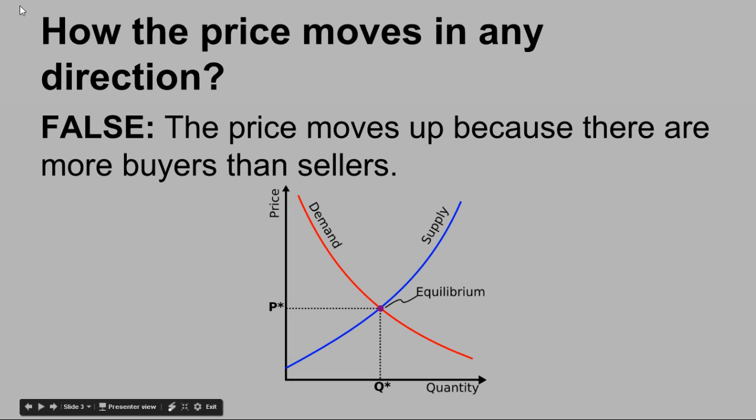And this is really important, and I want to make you understand a really important question that everybody has: how does the price move in any direction? How does the price move up, how does the price move down? It's totally false that the price moves up because there are more buyers than sellers, and the price moves down because there are more sellers than buyers. That's totally false, and let's understand that.